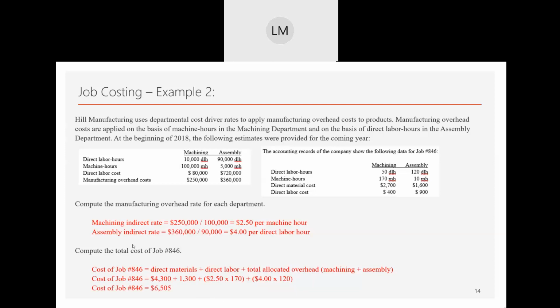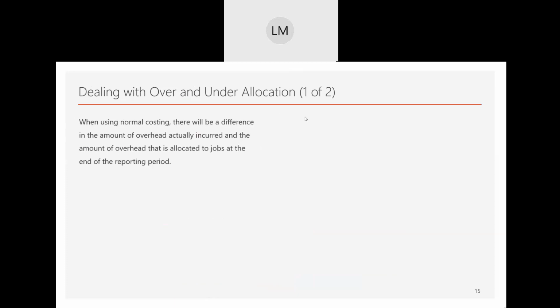Okay, so our total cost of job 846, $6,505. Now, when we use normal costing, and we're assuming normal costing here, the overhead that's incurred is going to be different than the overhead allocated.